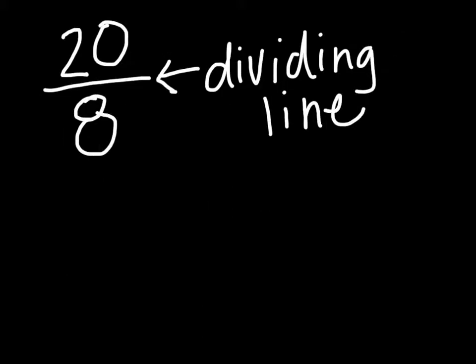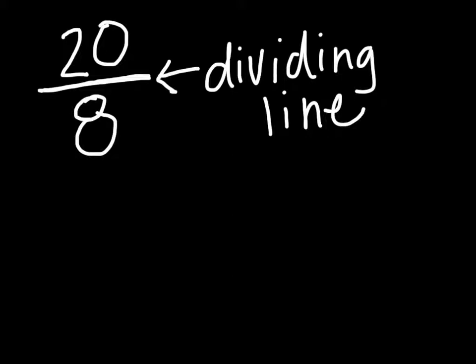So I want to remind you that when we look at a fraction, that fraction bar that separates the numerator and the denominator is actually a dividing line. So we could pronounce this 20/8, or we could say it's 20 divided by 8. And that's exactly what we're going to do in order to make this fraction proper again.